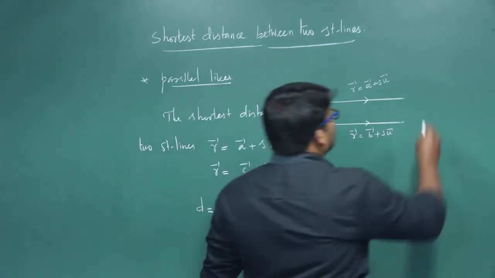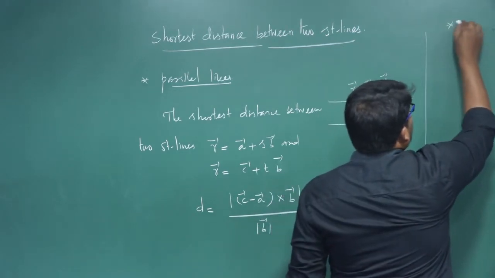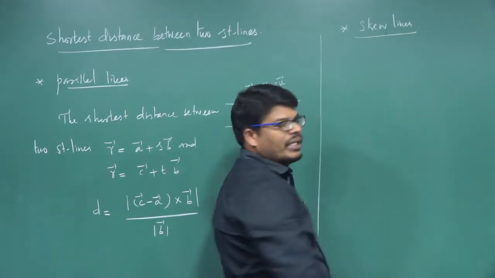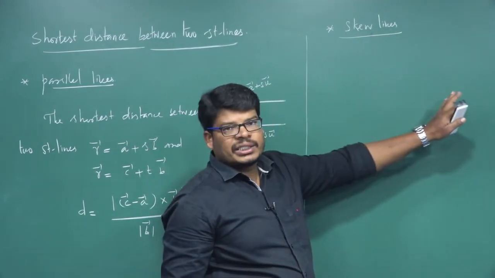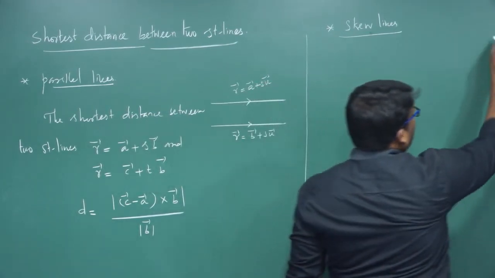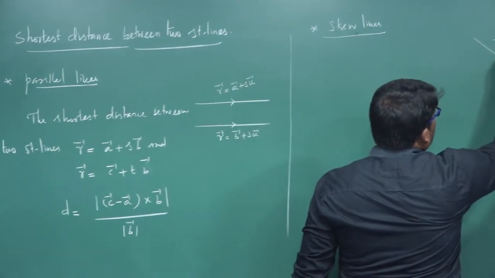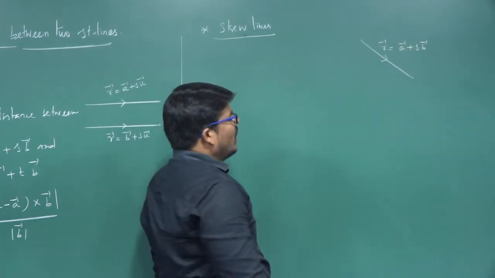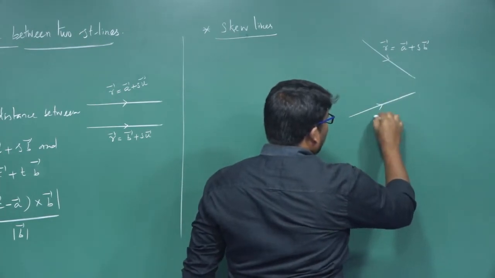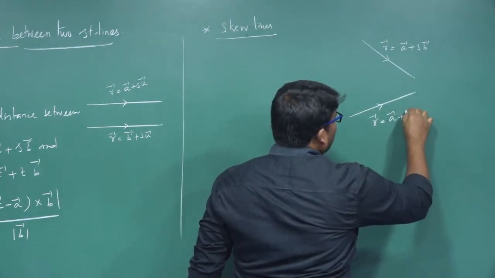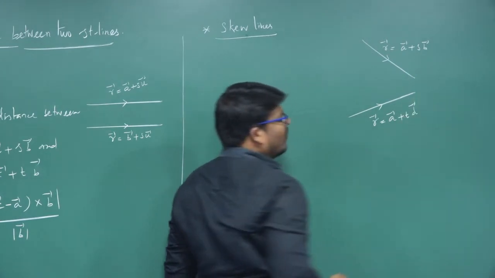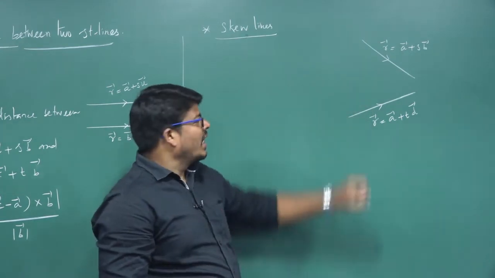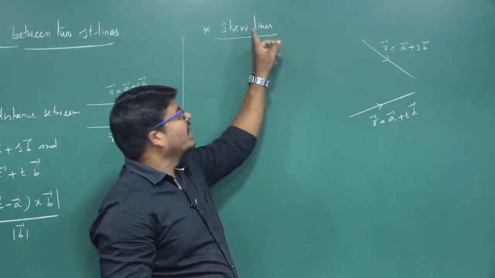Next one, skew lines. What are skew lines? Draw two lines. One of the lines is r vector equal to a vector plus s b vector. And draw another line, r vector equal to c vector plus t of d vector. Therefore, the two lines are neither intersecting nor parallel. Neither intersecting nor parallel is called skew lines.